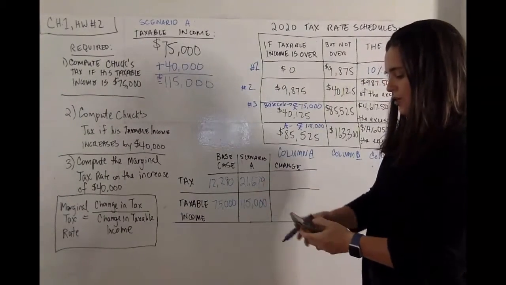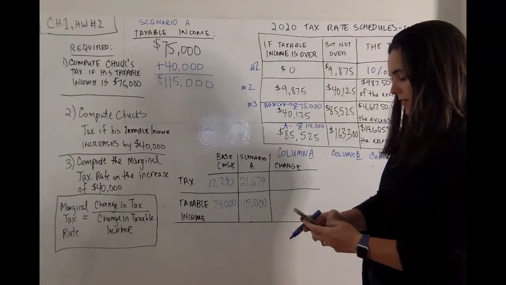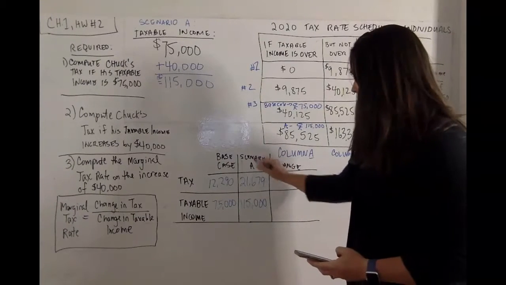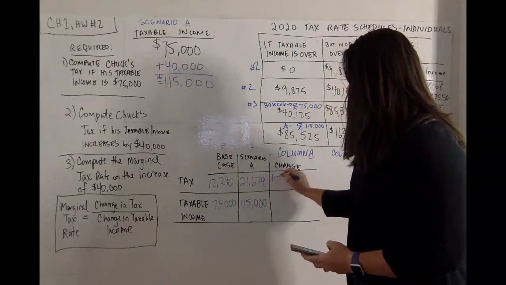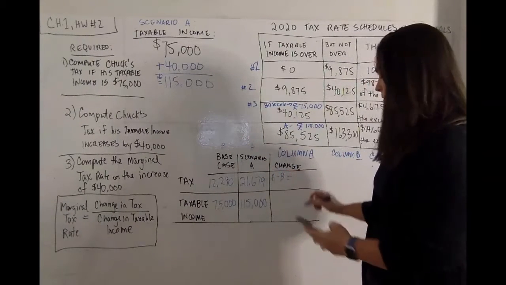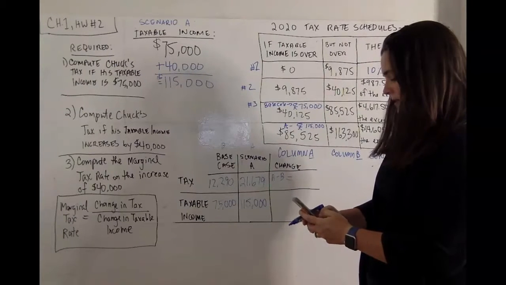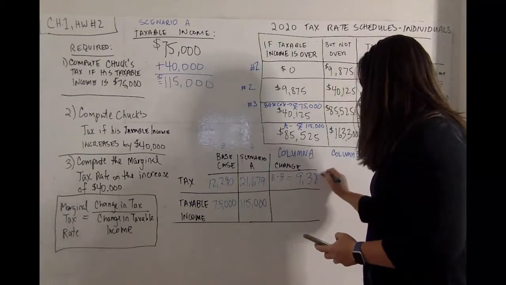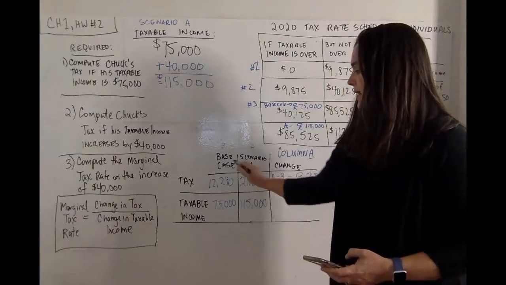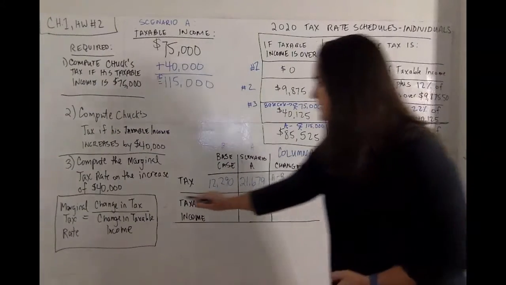I want to do 21,679 minus 12,290. So A, and this is B. A minus B equals 21,679 minus 12,290 is 9,389. A minus B. Okay, that's the change in tax. So that's this piece here.